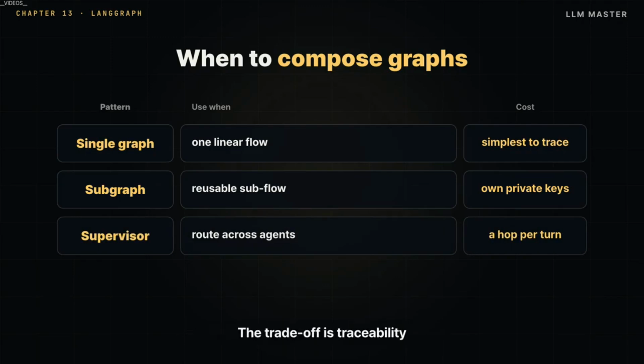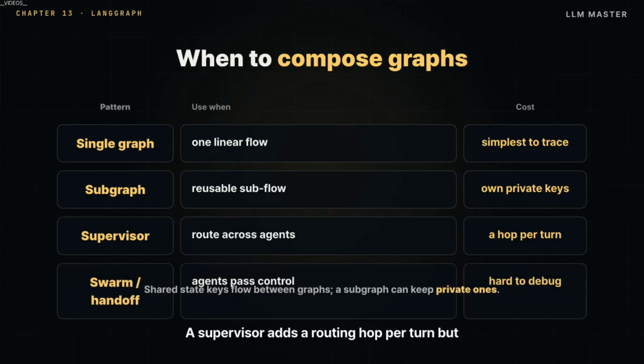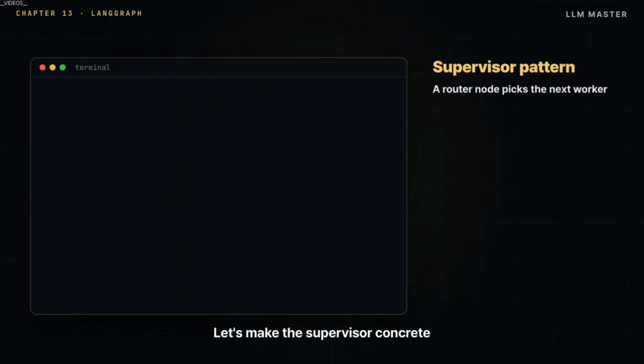The trade-off is traceability. A single graph is trivial to reason about. A supervisor adds a routing hop per turn, but keeps control centralized and observable. A free-for-all swarm is powerful, but genuinely hard to debug. Reach for the simplest structure that fits, and add a layer only when one agent's job clearly splits into distinct roles. Let's make the supervisor concrete, because it's less magic than it sounds.